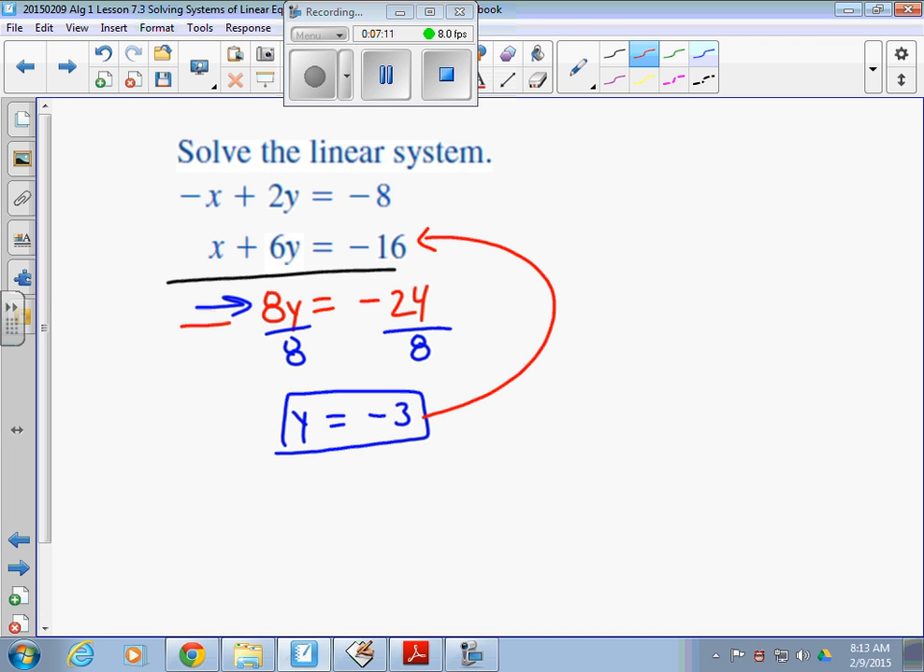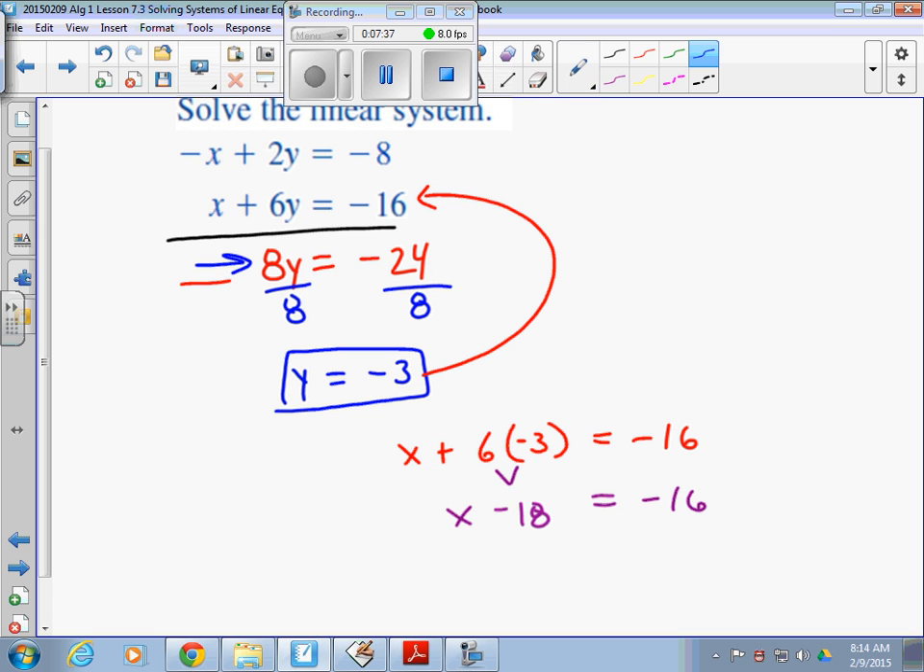Now you have to use the substitution method at this part. x plus 6 times, we got a new value for y. We just found out it's negative 3. Is equal to negative 16. Multiply 6 times negative 3, you get negative 18. So x minus that, because it says plus a negative means minus, equals negative 16. Undo minus 18 by adding it to both sides to get x by itself. And negative 16 plus 18 is going to be positive 2. x is equal to 2.